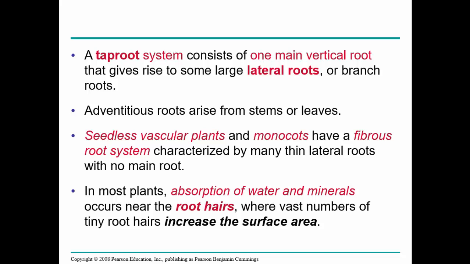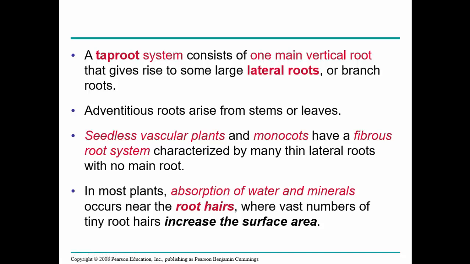And then in some cases we can also find what we call an adventitious root. What is that? Adventitious root is root that can grow from another part of the plant. For example, it can grow from the stem or it can grow from the leaves. Those types of roots that grow from stem or leaf, we call adventitious root.